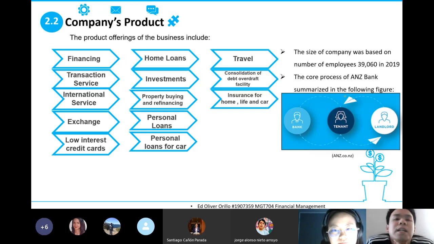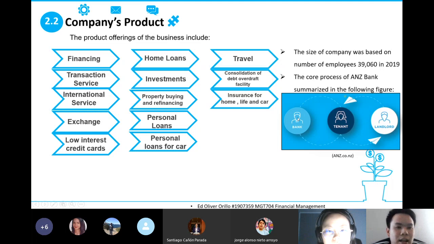So ANZ is a big company. Last year, they had a number of employees that counts to 39,060. And the core process of ANZ Bank is in this picture right here, which is they're the third party within the exchange of tenant and landlord, the middleman.